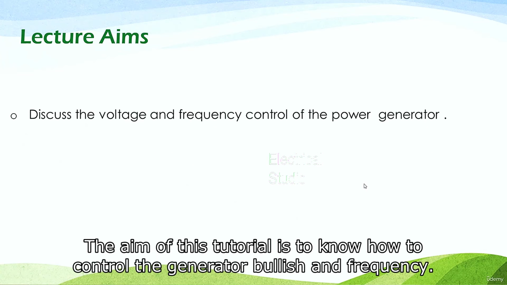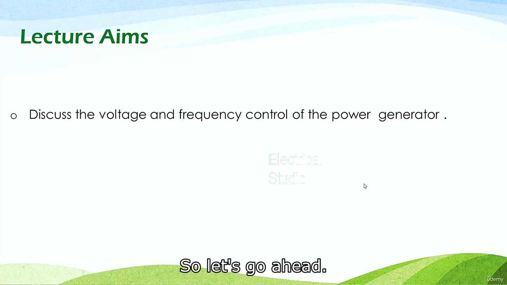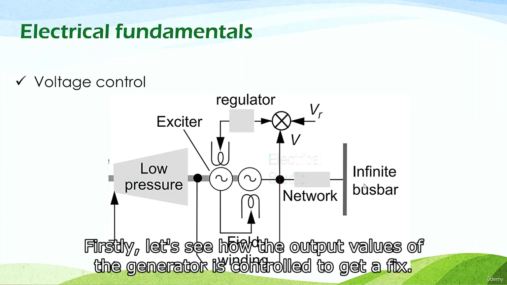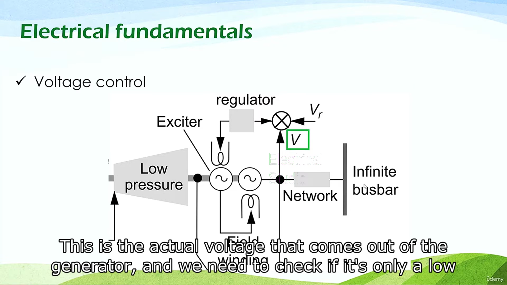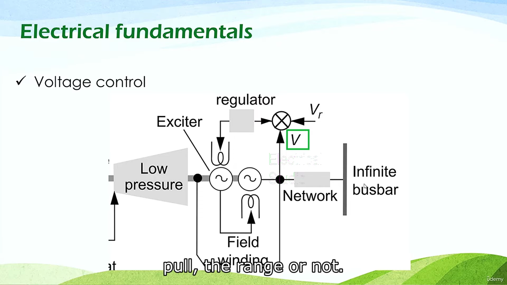Know how to control the generator, voltage and frequency, so let's go ahead. Firstly, let's see how the output voltage of the generator is controlled to get a fixed output voltage. Here, this is the actual voltage that comes out of the generator, and we need to check if it's in the allowable range or not.